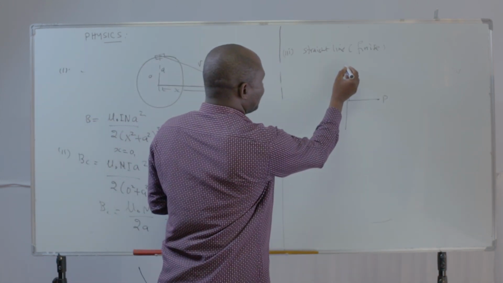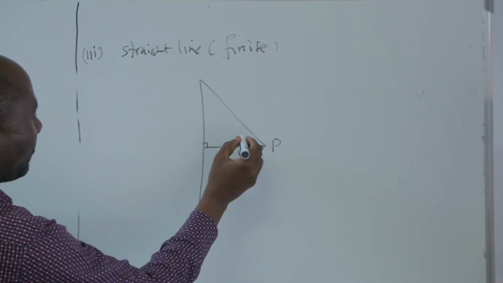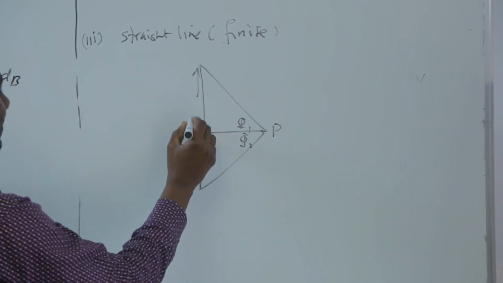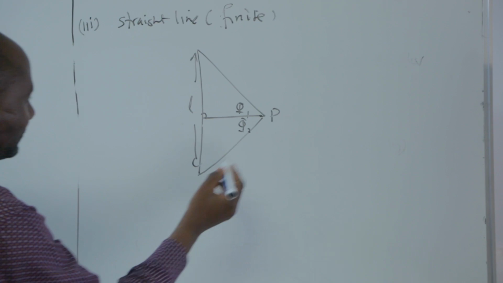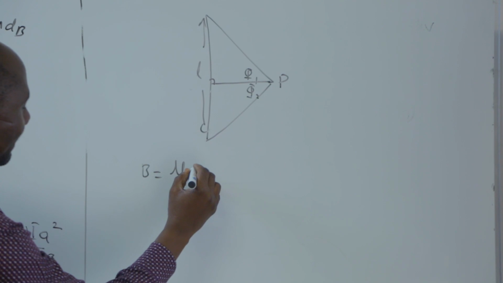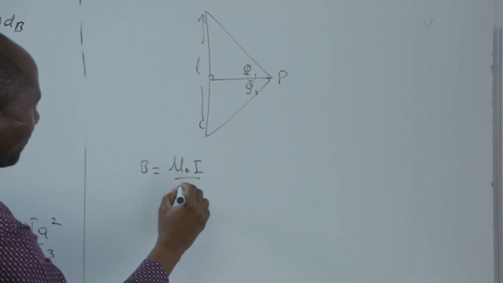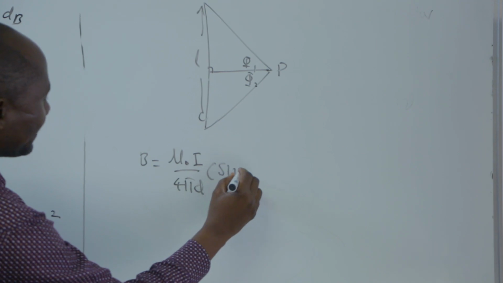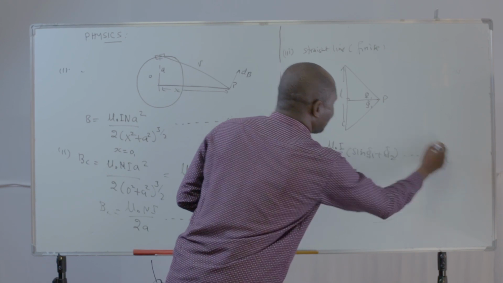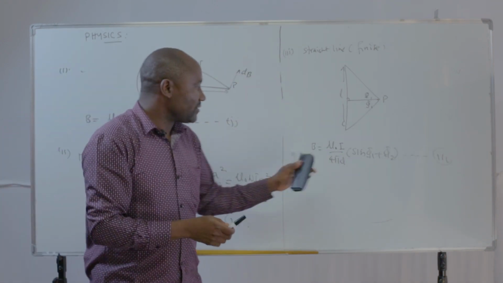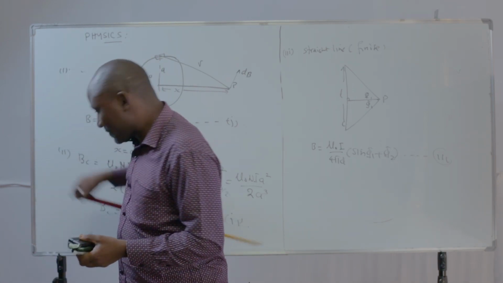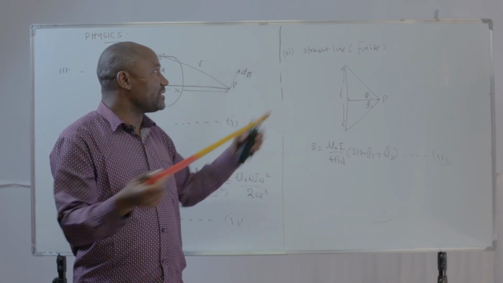And then you choose that angle. Remember, this was the angle. This is alpha 1, this is alpha 2, this was the length, this is our D. This length is D. So you have B equals mu I over 4 pi D times (sine theta 1 plus sine theta 2). That is the formula that you did when you're finding it for a conductor whose length is known. This kind of a conductor. The length of this one is defined.